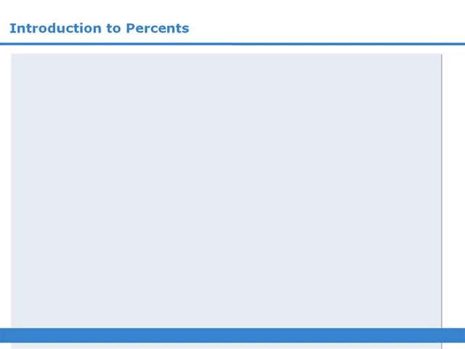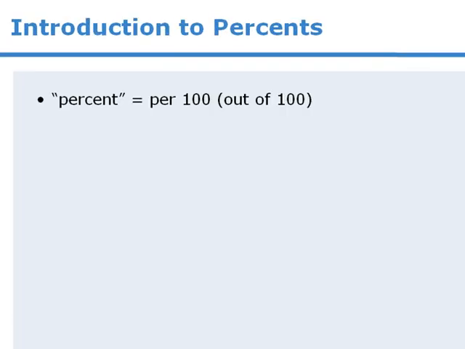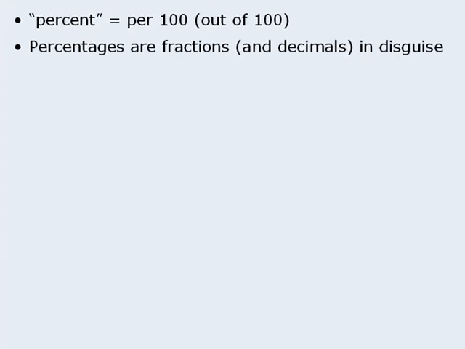In this lesson, we will take an introductory look at percents. Now to begin, the word percent literally means per 100 in Latin. So percentages are essentially fractions and decimals in disguise. For example, 19% literally means 19 100ths.